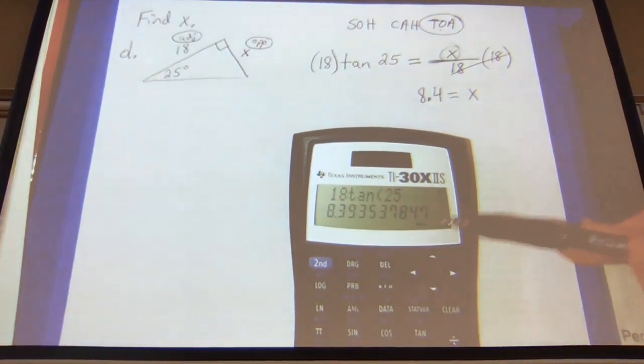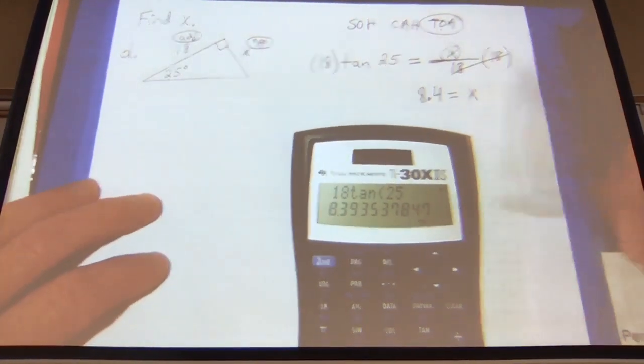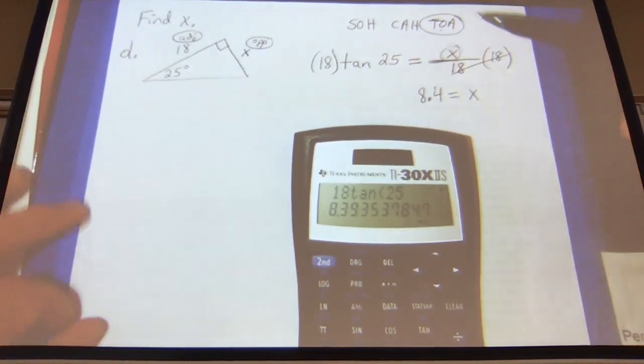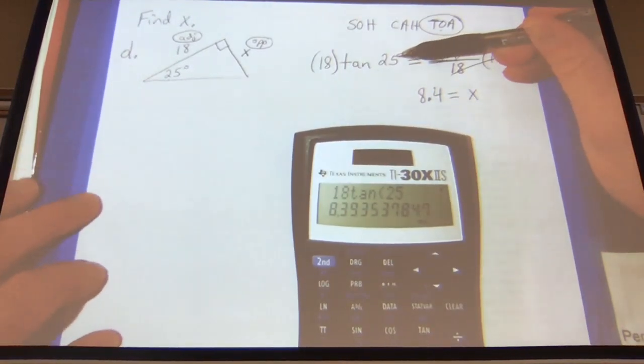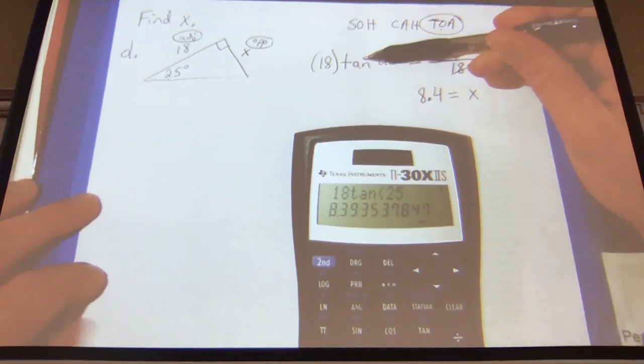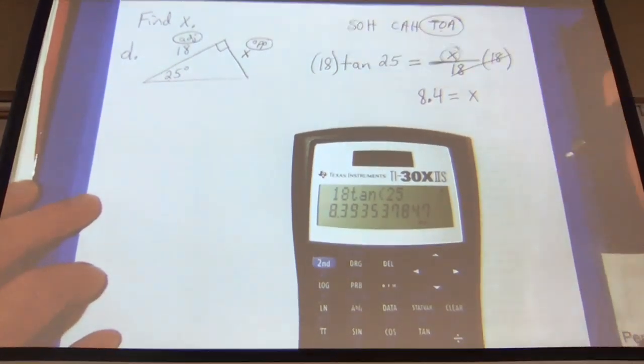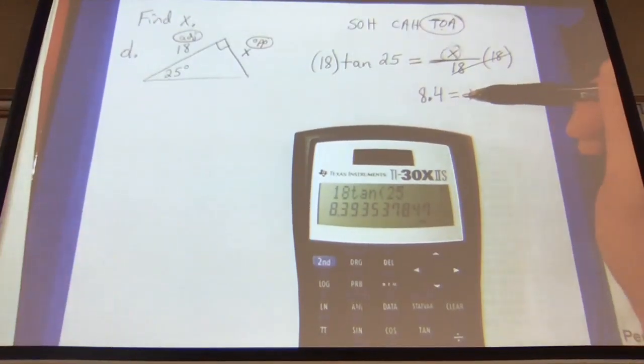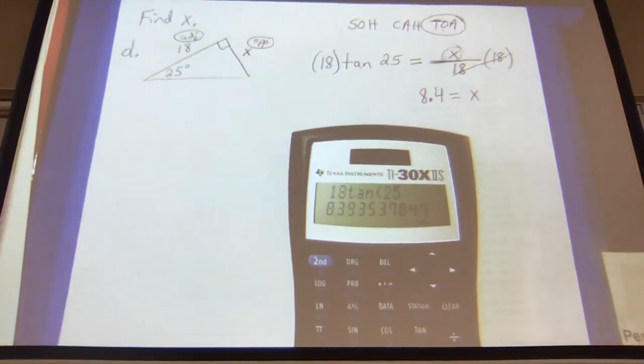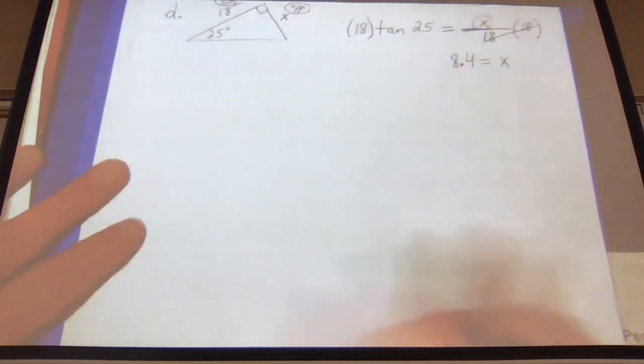Now, if you did not get 8.4 on your calculator, what you might have to do is put the 25 in first, then hit the tangent button, and then the number that comes up there, you multiply by 18 to get to your 8.4. Let's check the calculators. Is there anybody who's not getting to 8.4? Everybody's good with that? Okay. Let's try another one.